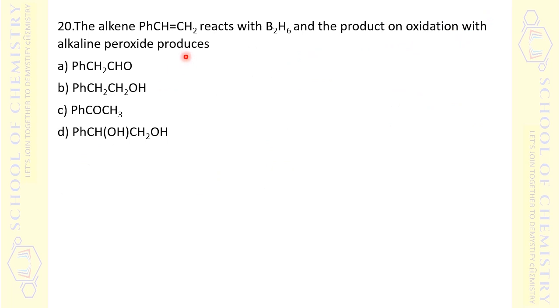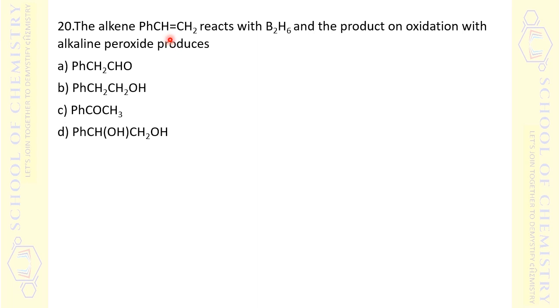So the next question is based on hydroboration oxidation. They have given styrene, and for styrene they have given the conditions of hydroboration oxidation. Hydroboration means it will first be reacted with B2H6, diborane, and the product on oxidation with alkaline peroxide. So totally this condition is called hydroboration oxidation. So what will be the product of hydroboration oxidation of styrene? That is the question, right?